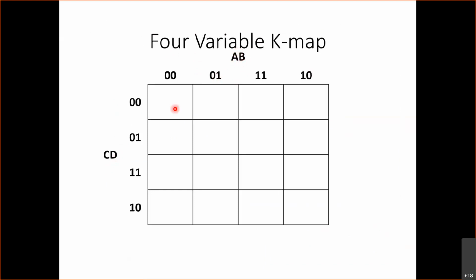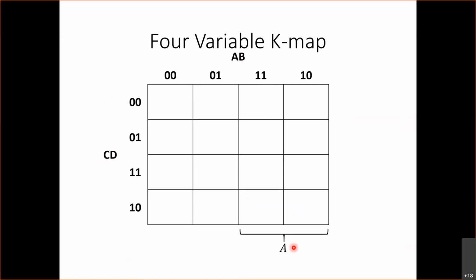And just like with 3 variable Karnaugh maps, we used gray code. We're also going to use gray code. So here, A and B are using gray code. And also, on this dimension, C and D are using gray code. Okay?